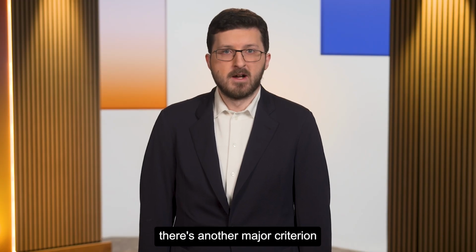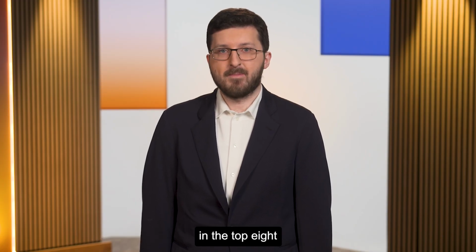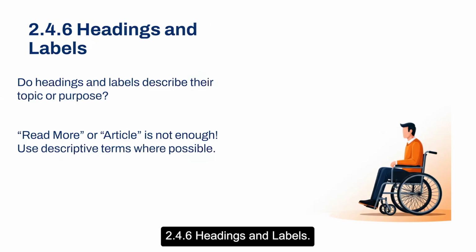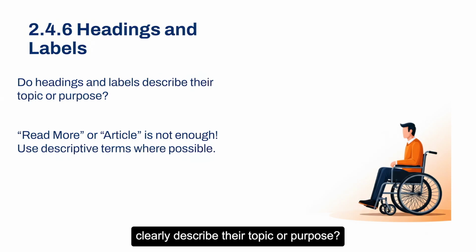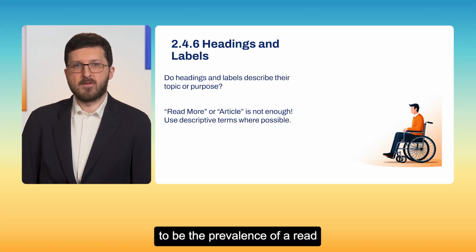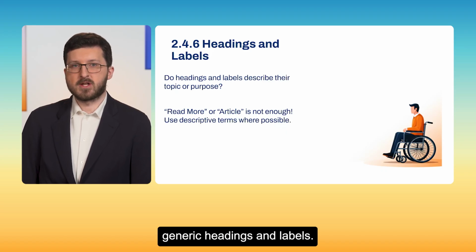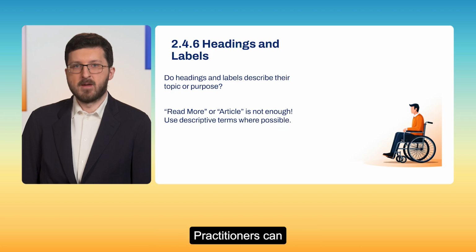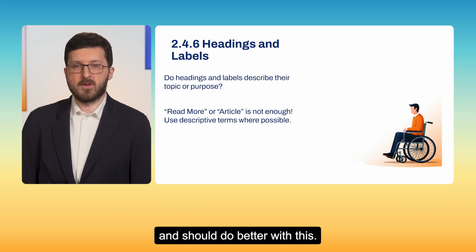Speaking of headings, there's another major criterion in the top 8 that has to do with headings, 2.4.6 Headings and Labels. You can think of this criterion as basically asking the question, do headings and labels on the page clearly describe their topic or purpose? One pernicious trend in this area continues to be the prevalence of a "read more" link and other overly generic headings and labels. Practitioners can and should do better with this.